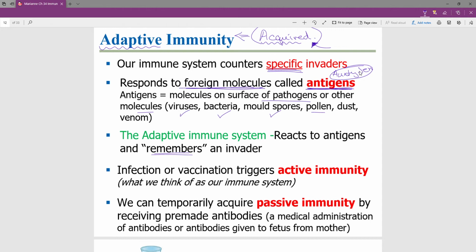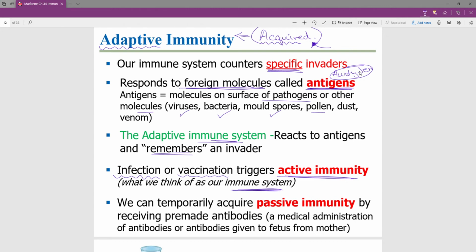And so you get the cold virus once and you don't get the cold the second time, when your immune system is already primed for that. Or you get the vaccination for the chickenpox virus and you don't get chickenpox. So you could either be infected with chickenpox or be vaccinated with the chickenpox vaccine. Both of those trigger active immunity because your body is making antibodies for that. So it's what we often think of as our immune system, right?